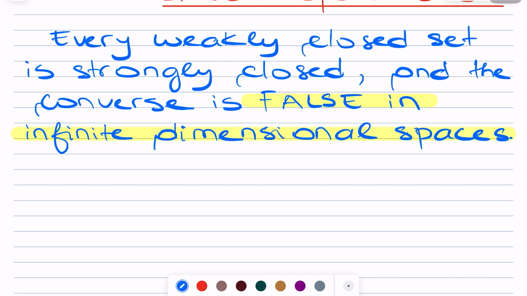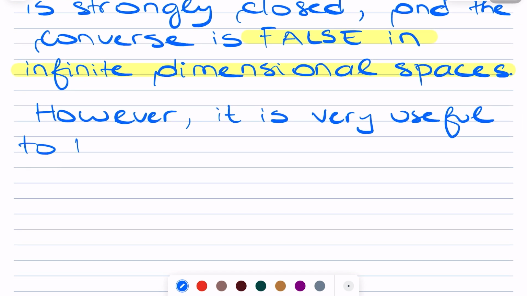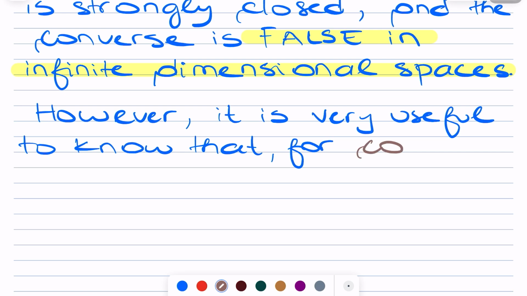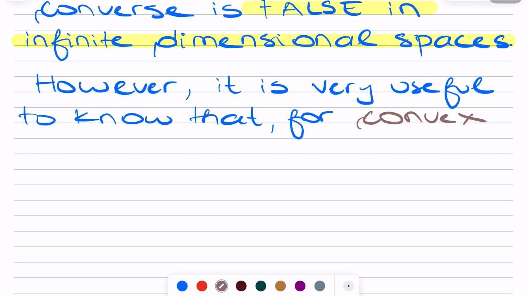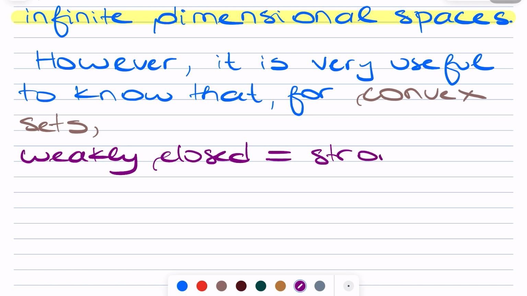However, as I said, it is very useful to know that for convex set, put it in color, if your set is convex, then you have equivalence. For convex set, weakly closed is equal to strongly closed.